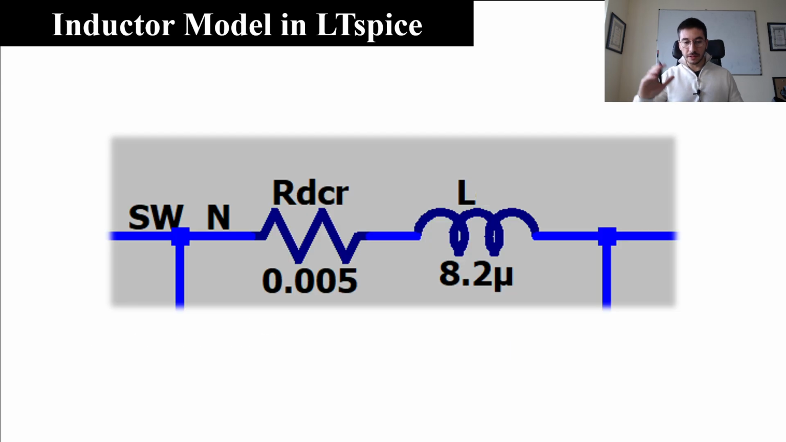Okay, last point, how we put that inductor in our LTspice circuit is very simple. In fact, it's the simplest component that we have seen until this point. We only have to put an ideal inductor in series with a resistor. Here we put the inductance according to the datasheet, and here we put the resistance of the windings. Very, very simple. Okay, so with this we finish with the inductor.